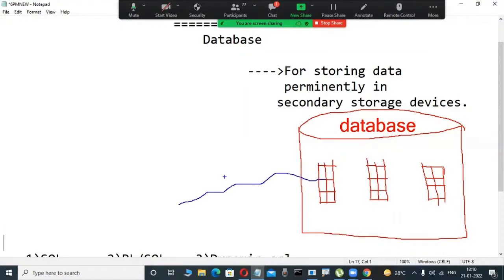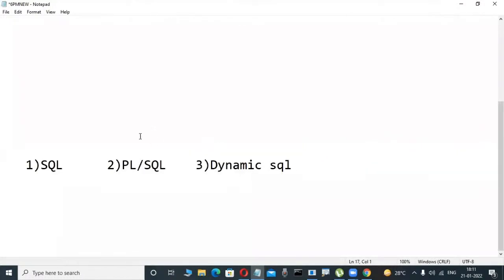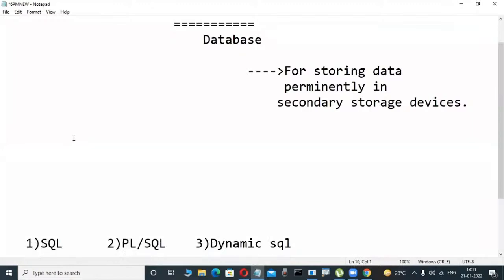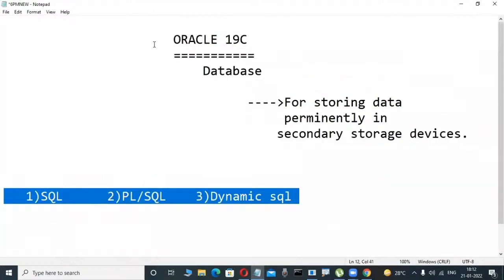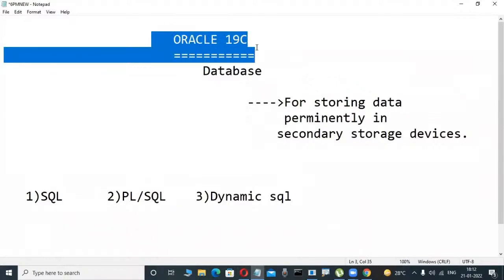To work with this data, we use SQL, a language, structured query language. Yesterday I told up to this point, just a small thing. If you want to operate this Oracle software, we use SQL, structured query language. Another language is PL/SQL, procedural language extension for SQL. Another language is dynamic SQL. Through these three languages, we operate this Oracle software in your companies.